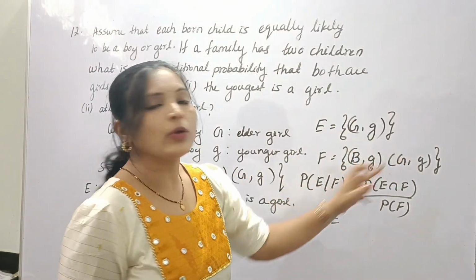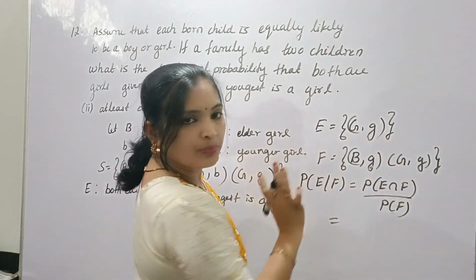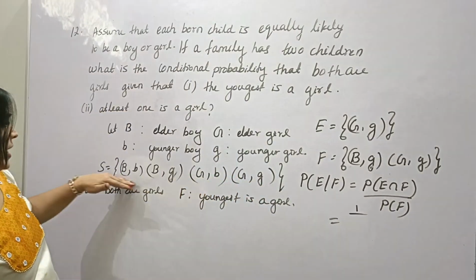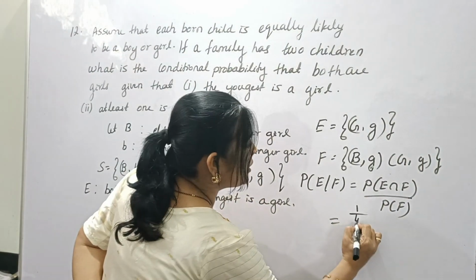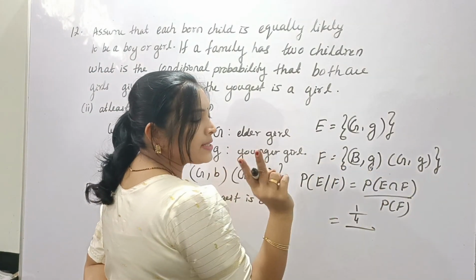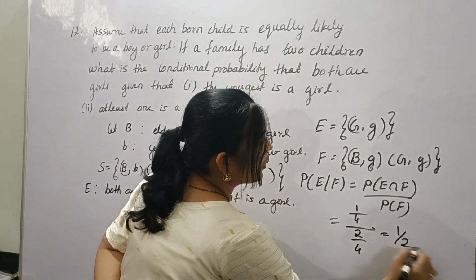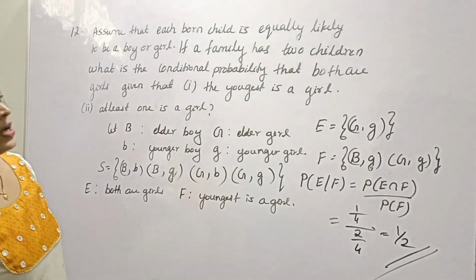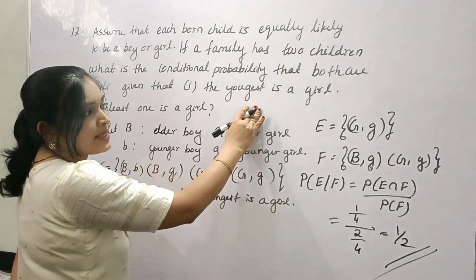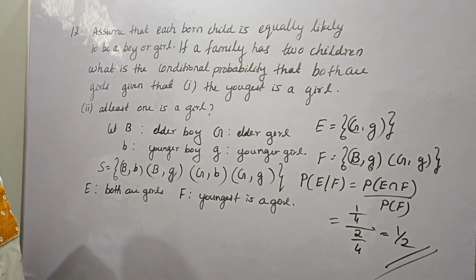E intersection F has only one element, right? That is, E intersection F is GG. So only one element, so 1 divided by the number of sample space, 4, divided by the probability of F, that is 2 elements, so 2 divided by 4. That is equal to 1 by 2. So the conditional probability that both are girls given that the youngest is a girl is 1 by 2. That is, probability of E given F is 1 by 2.